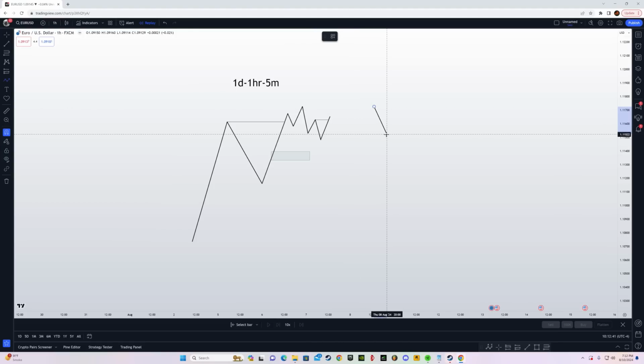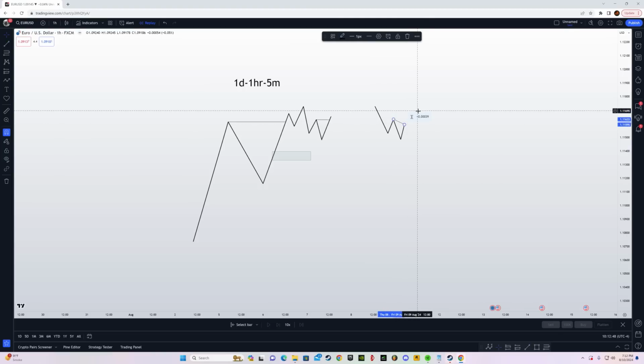So let's suppose that this is GU, right? If we haven't taken out the high on GU, but we took out the high on EU after the 1 hour market structure shift, then that could become an SMT divergence. But we will drop down to the 5-minute time frame, and then look for a market structure shift that is going to confirm the SMT divergence.